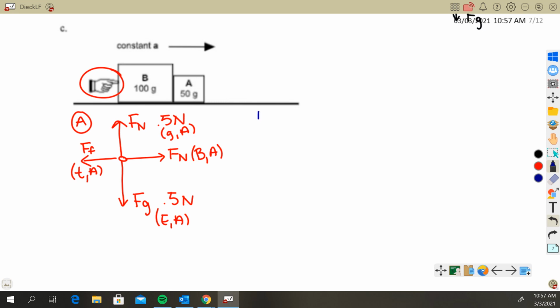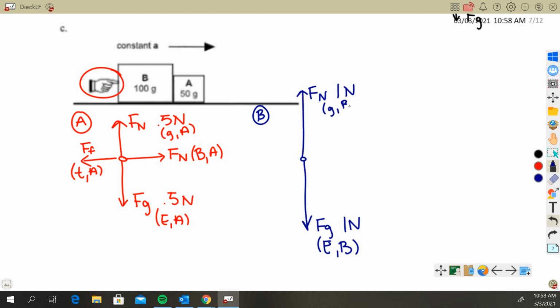So block B. How much is my force of gravity for block B now? This time it's 1 Newton. Dealt by Earth, felt by B. Which also means its normal force is going to be bigger. It's going to be 1 Newton. Dealt by the ground, felt by B.